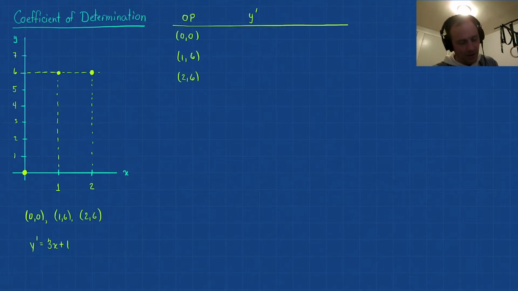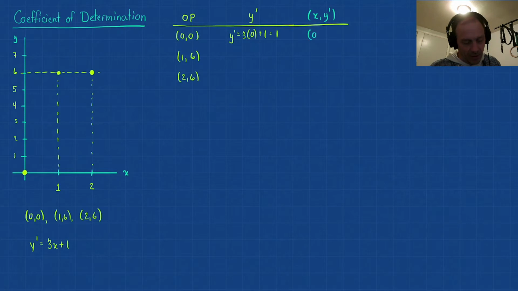So when x is 0, then I would put my y prime. Well, this would be 3 times 0 plus 1. Well, that's just 1. And so my new ordered pair would be x comma y prime, and in the first case this would be 0 comma 1. I should probably do these in a different color. Okay, so that's my predicted ordered pair. So this is 0 comma 1.